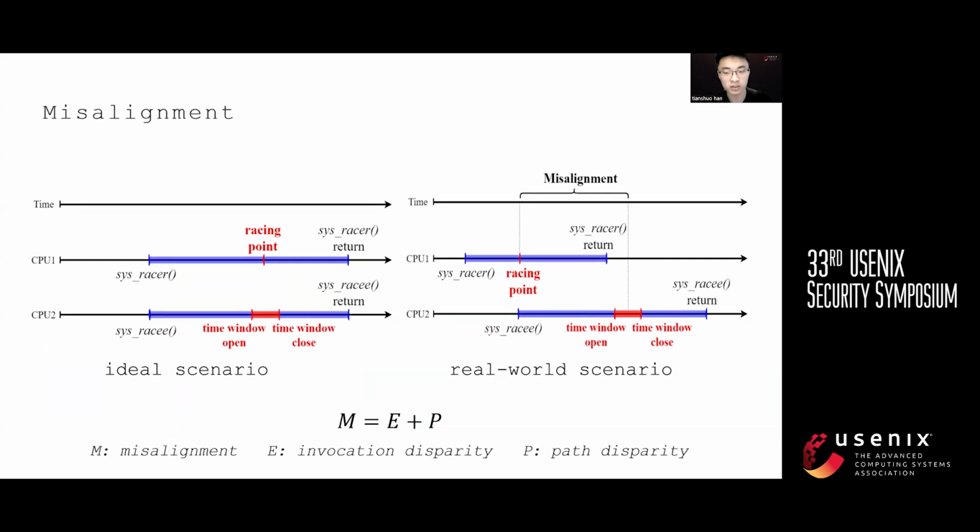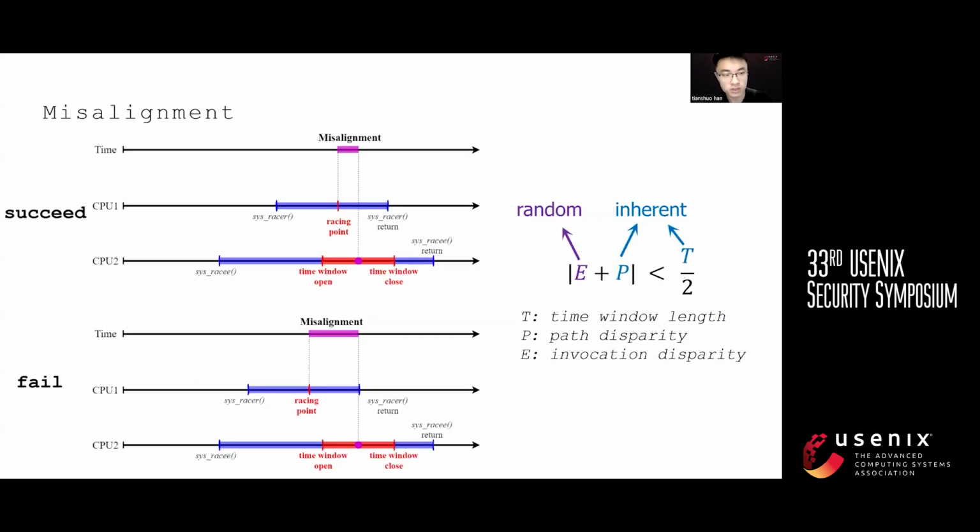And we formally define this combined effect as misalignment, which describes the time distance between the racing point and the center of the time window in one race attempt. For a race attempt to succeed, the racing point must align within the time window, but not necessarily the center of it, because the time window will remain open for a certain period of time.